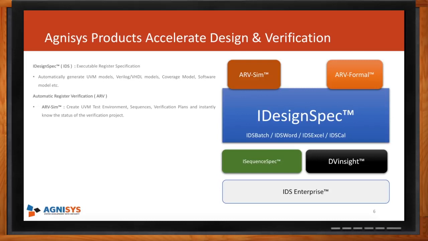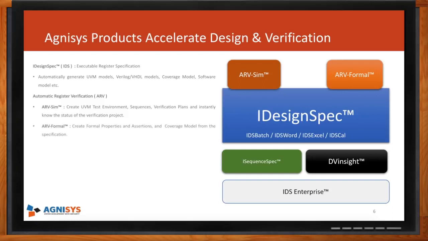And then we have what is called automatic register verification. So we develop the entire UVM test bench, all the sequences, the verification plan. All you have to do is click a button. Nice. Okay. And we can do automatic register verification using simulation or formal. So we generate properties and assertions.